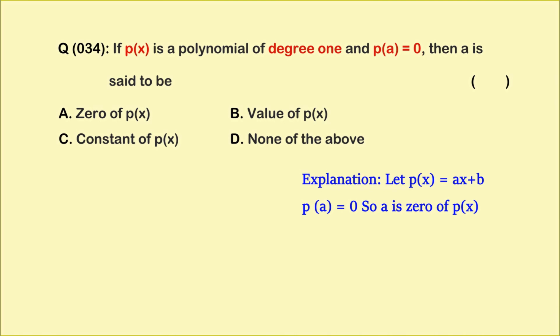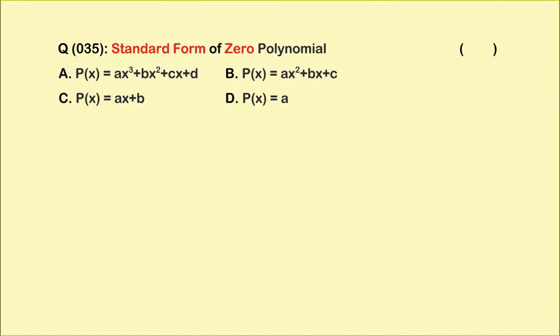So the right answer is 0 of p of x. So the right answer is A. Question number 35. Standard form of 0 polynomial. As you know, p of x is equal to A is the standard form of 0 polynomial. So the right answer is D.